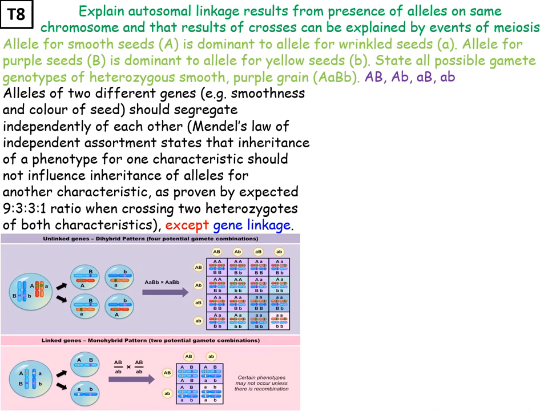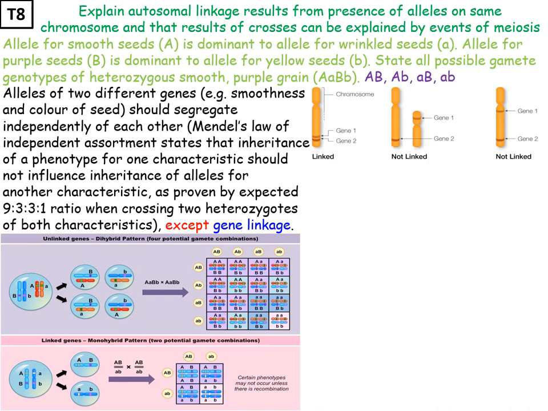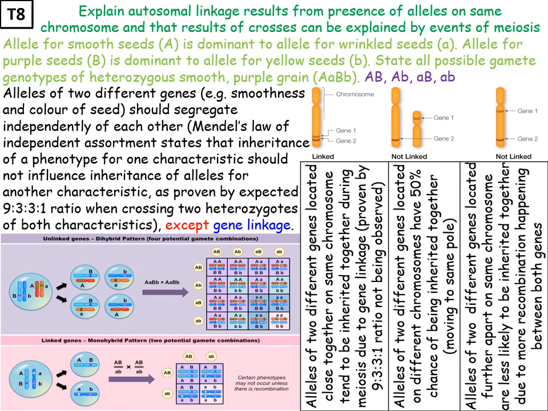However, there is an exception, and that is gene linkage. So sometimes genes are linked to each other and they don't follow the 9:3:3:1 ratio when you cross two heterozygotes. So we're going to know what gene linkage means. Gene linkage is when genes are very close to each other on the same chromosome. So alleles of two different genes located close together on the same chromosome, they tend to be inherited together during meiosis due to gene linkage. And this is proved by the 9:3:3:1 ratio not being observed.